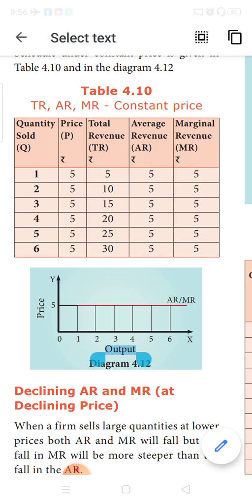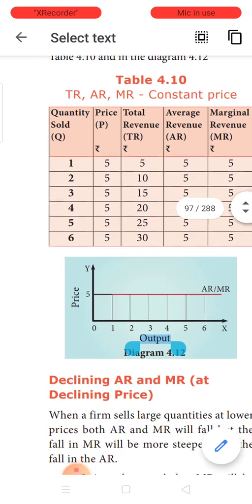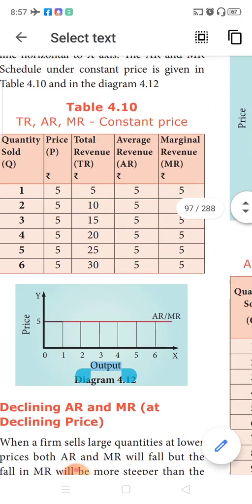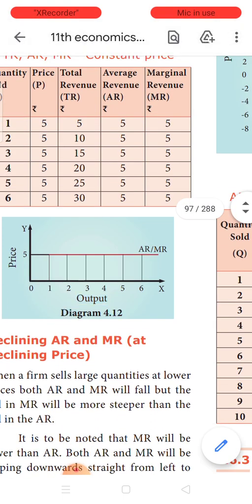So, just now observe AR and MR. When price is remaining constant, MR also will remain constant. Both the lines, the AR curve and the MR curve, will coincide with each other. Under perfect competition, the price is always uniform. When price is fixed, MR also will remain constant, and both the lines will coincide with each other.